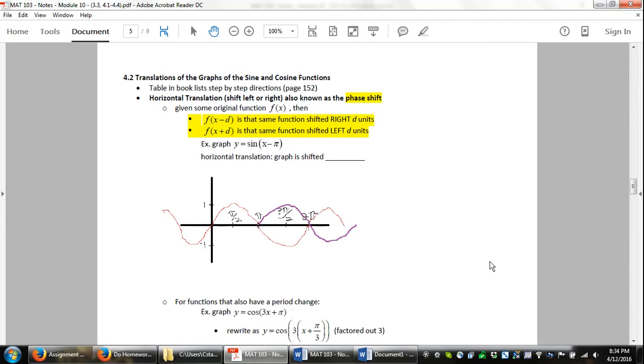Okay, so this is the section on 4.2, translations. Translations of our two graphs, sine and cosine. This is when we shift these things left or right or up or down. And these are normally, this is the coolest name of anything we do, phase shift.